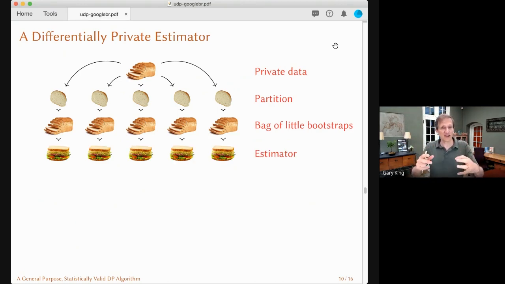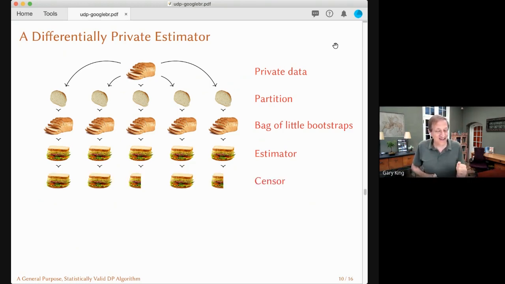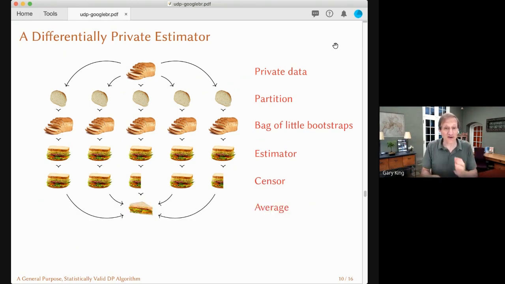Then we have an estimator. So you take the partition data and you run some analysis and you calculate some quantity of interest. Those of you who use statistics will be hilariously laughing, despite the fact that you're on mute, because of the sandwich estimator. Isn't that great? Okay. Then the sandwiches that come out too large, we censor. So you cut them up a little bit. Then we're going to average them.